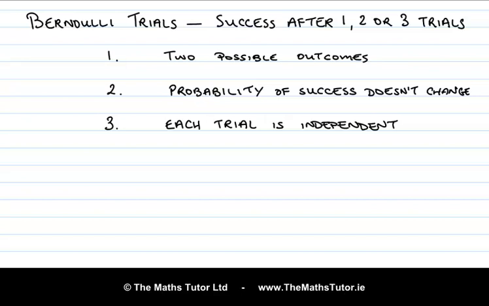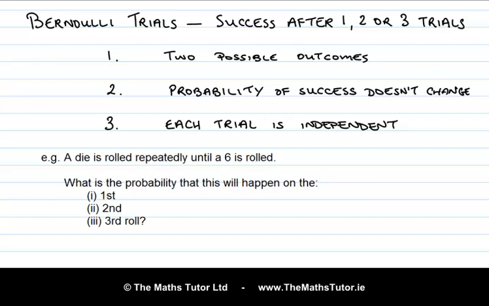Let's look at an example of a Bernoulli trial. A die is rolled repeatedly until a 6 is rolled. What is the probability that this will happen on the first, second or third roll?